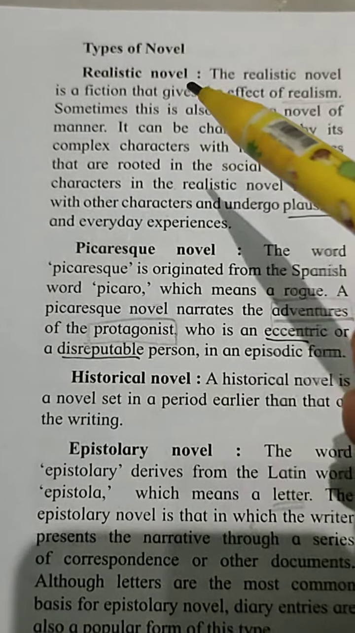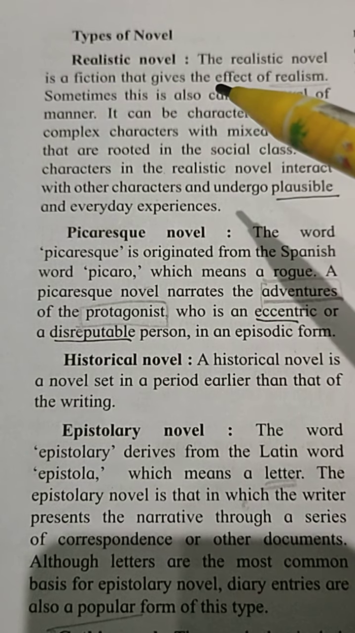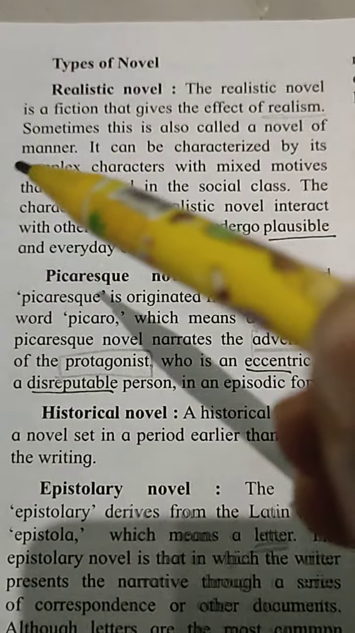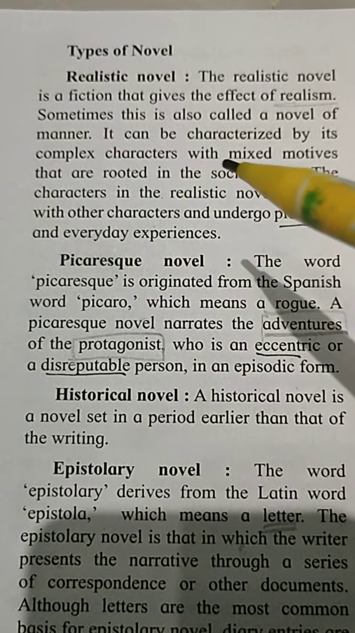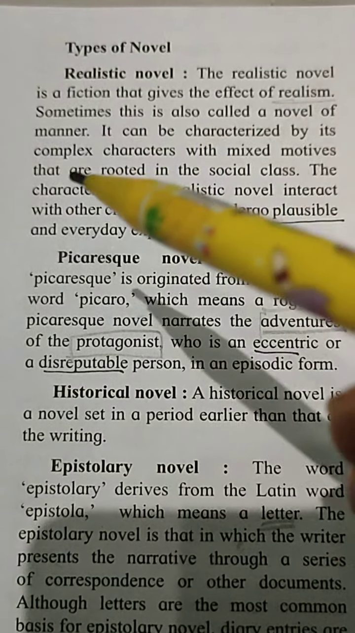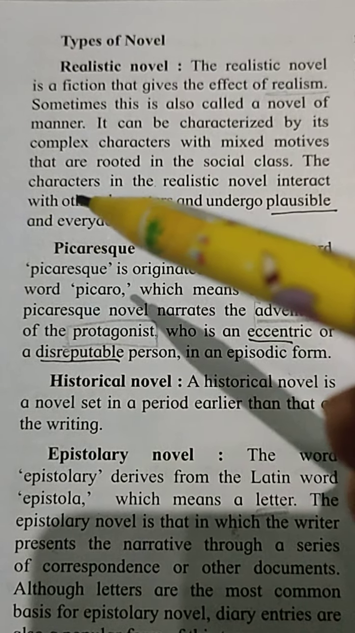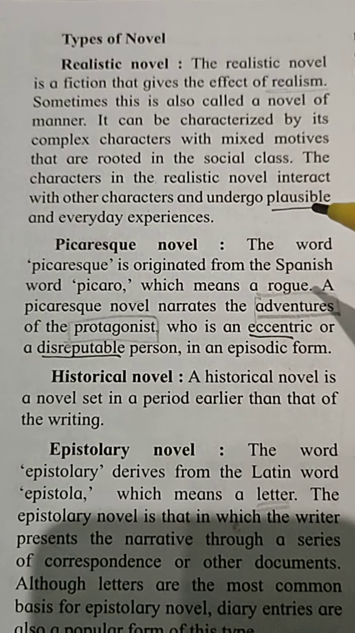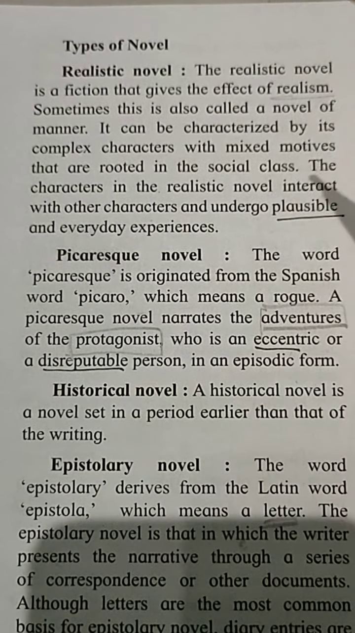First is the realistic novel. A realistic novel is a fiction that gives the effect of realism. Sometimes it is also called the novel of manner. It can be characterized by complex characters with mixed motives that are rooted in social class, and the characters in the realistic novel interact with other characters and undergo plausible, everyday experiences.